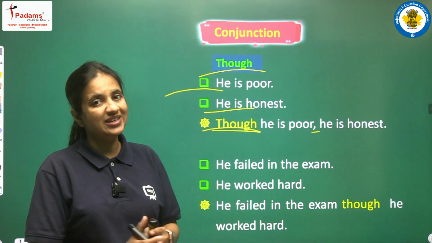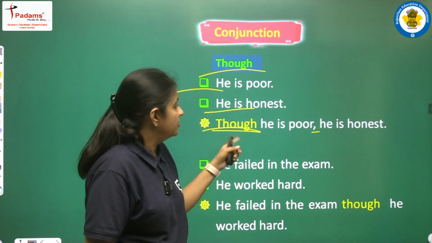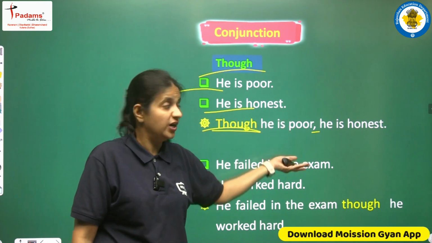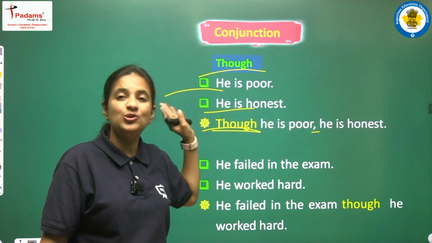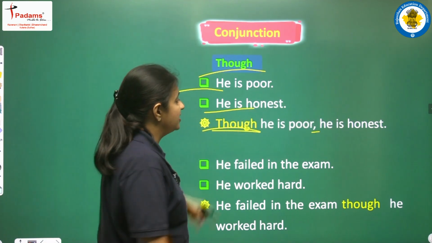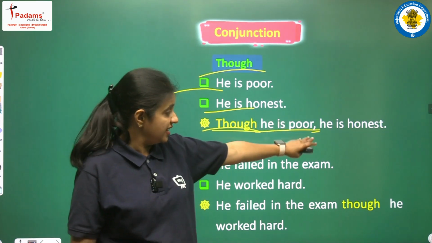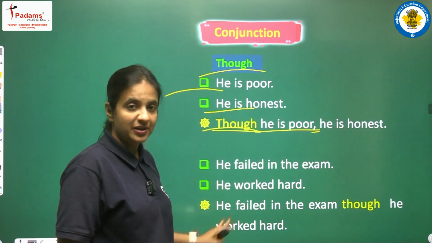So what we are doing here, we are trying to show that yes, we can say that despite the fact that he is poor, still he is honest. So in this manner we can use though here, right? So yes, it doesn't matter that he is poor, but still we are saying that he is honest. Okay.